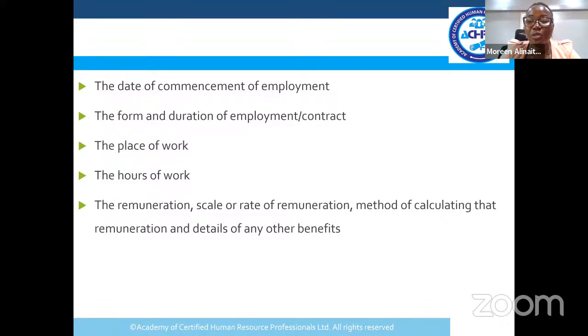It should also include the form and duration of contract. Is it permanent? Is it permanent and pensionable?